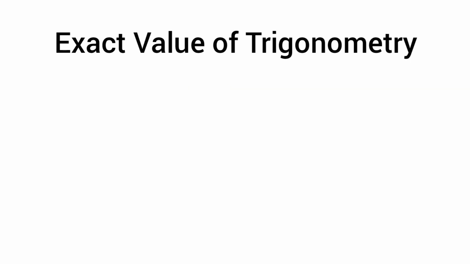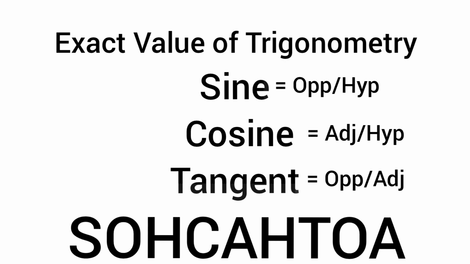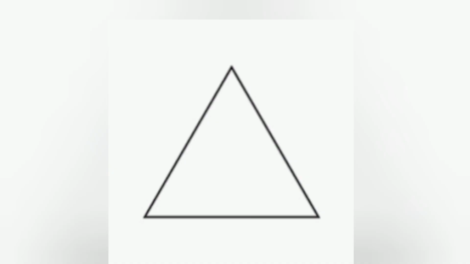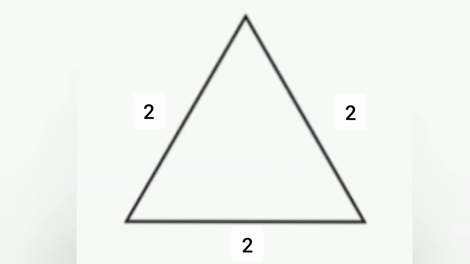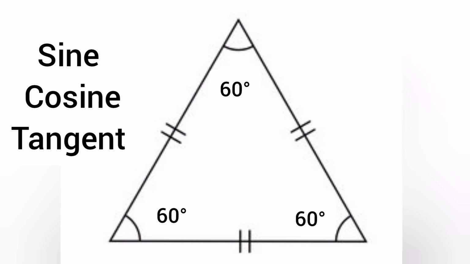Today we'll be looking at deriving the sine, cosine, and tangent of angles 30, 60, 45, and 90. If you are given this plane shape, an equilateral triangle with sides 2 and angles 60, can you derive sine, cosine, and tangent of 30 and 60?